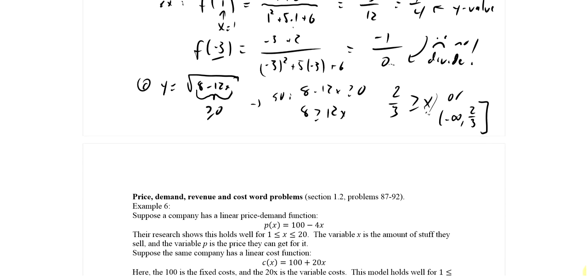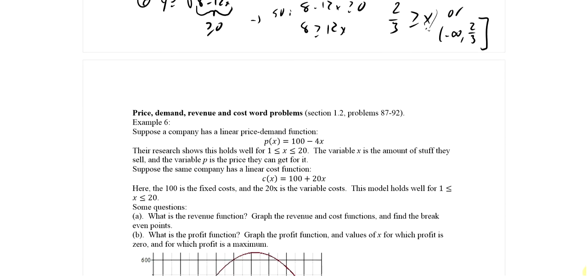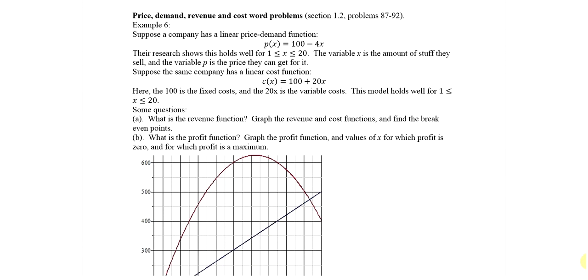As we continue on, we come to some long-winded problems, 87 through 92. So it's like 87, 89, and 91 are the same problem, just three parts of it. The company has a linear price demand function, right? We saw this back in section 1.2, I think. X is a quantity, P is the price.